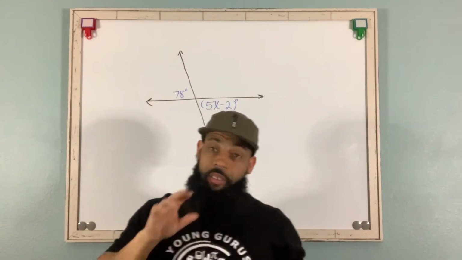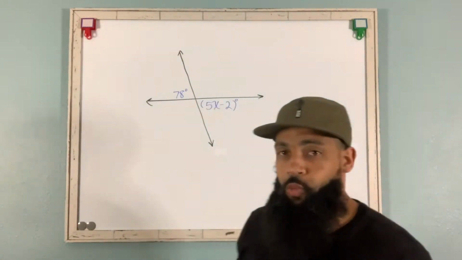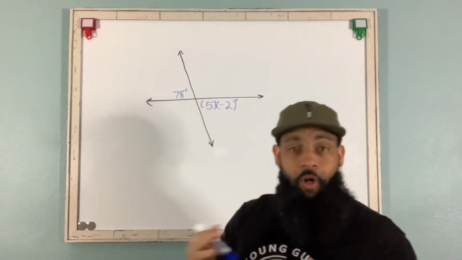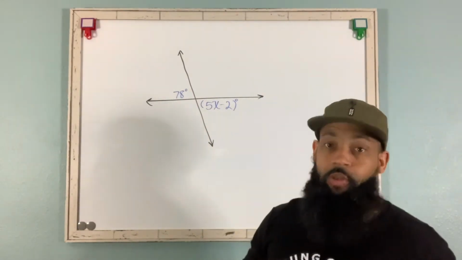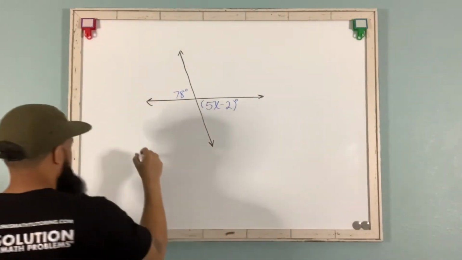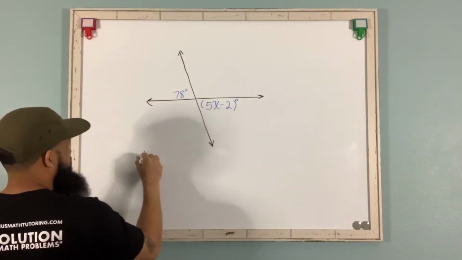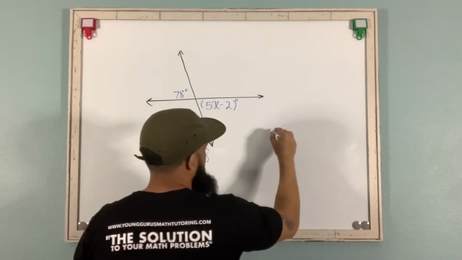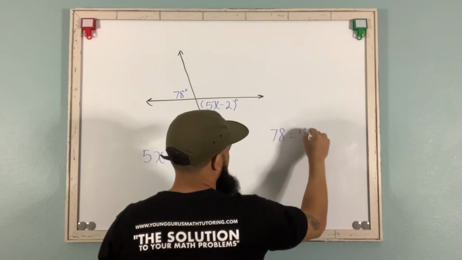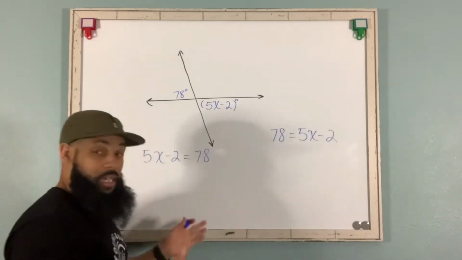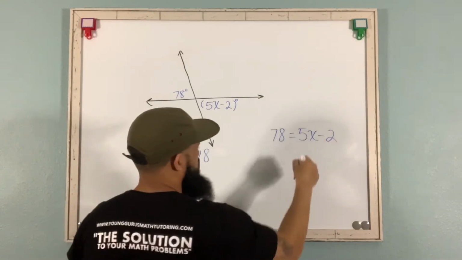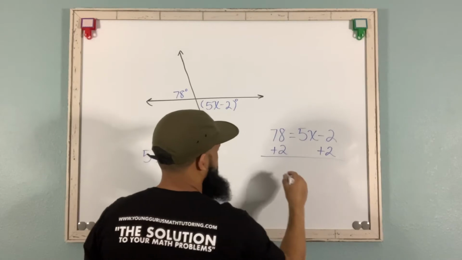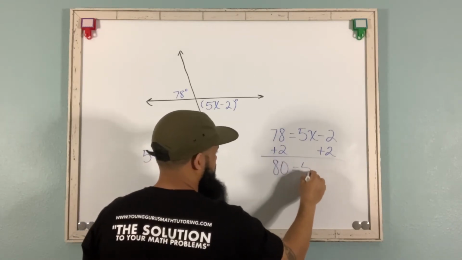Similar concept in this next example, just different numbers. We still want to find the value of x, but because these two angles are vertical, we can set them equal to each other and create an equation. We can say 5x minus 2 equals 78, or 78 equals 5x minus 2. You get the same answer. I'm going to work with this one. I need x by itself, so I'll add 2 to both sides. That gives me 80, and 80 equals 5x.